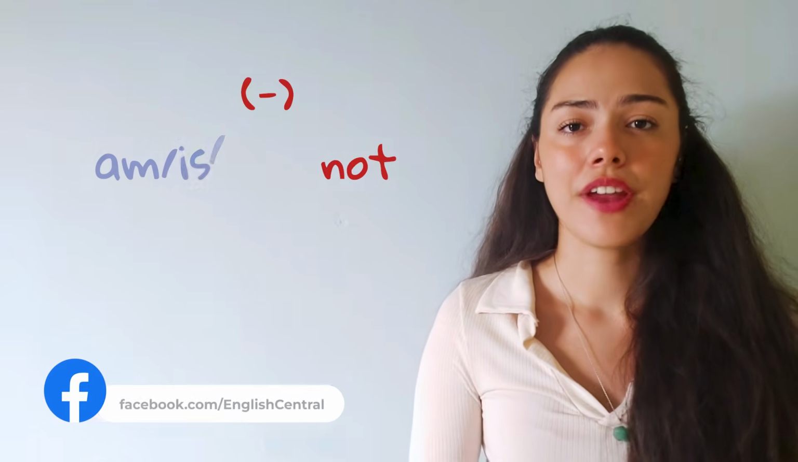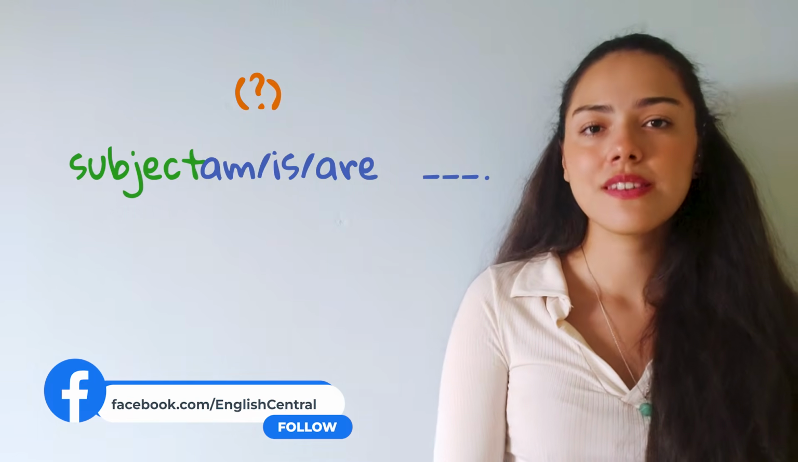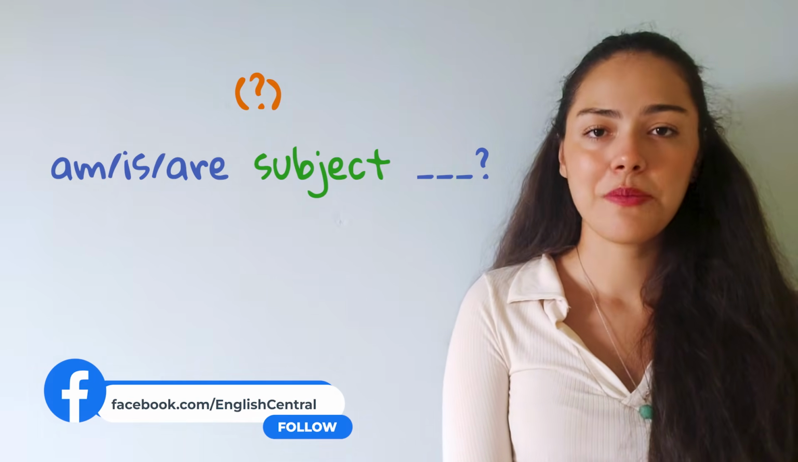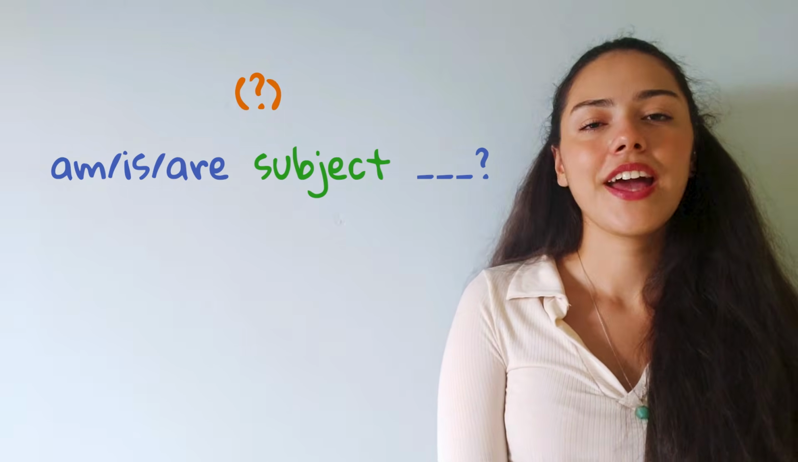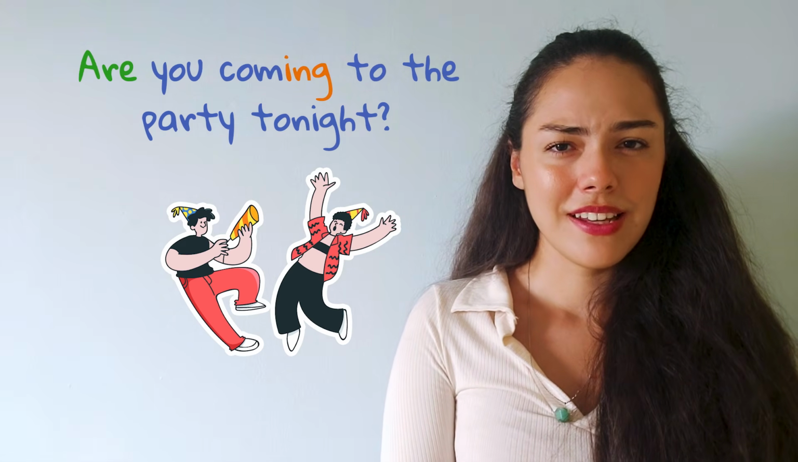Creating negative sentences and questions is easy too. For negatives, simply add not after am, is, or are. For questions, change the places of the subject and am, is, or are. Check out these examples. For negative, I am not working today. For question, are you coming to the party tonight?